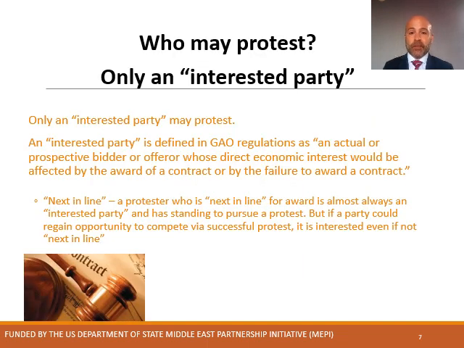Who may protest? In other words, who has standing to file a bid protest? Only an interested party can protest. An interested party is defined in GAO regulations as an actual or prospective bidder whose direct economic interest would be affected by the award of a contract or by the failure to award a contract.